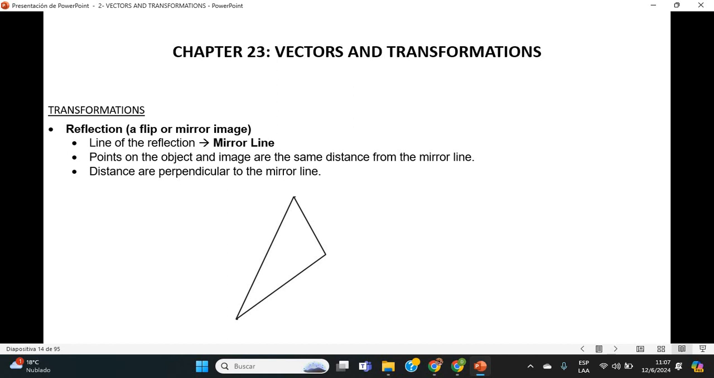So let's say we have this object, this triangle, with points A, B, and C, okay? Now we want to transform this object, this pre-image, to an image, okay? So the first thing it says, we have to know the mirror line. In this case, okay, this one is the mirror line, okay? So points on the objects and the image are the same distance, and distances are perpendicular to the mirror line. So all these are the distances to the mirror line, and these are perpendicular, okay, because you have a 90 degrees angle between these two lines, okay.